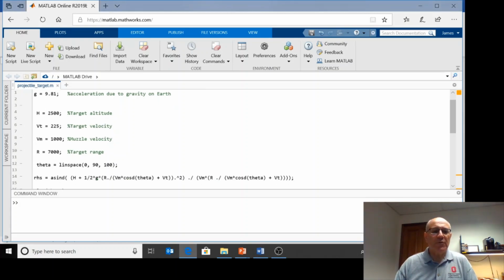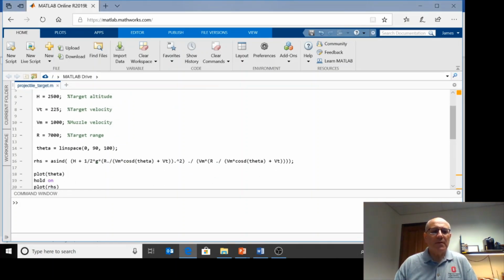All right, I've set up the parameters. I've set up an initial grid of theta values going from 0 to 90 degrees, and I'm going to represent theta in degrees here rather than radians. And then the right-hand side, and I've actually gone a little bit farther than the equation that I just showed you. I'm actually solving for theta by taking the arc sine. All right, so this should be my approximation for theta.